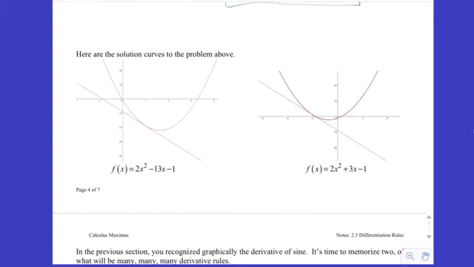Questions so far? You're already kind of seeing some of the cool things that calculus can do. No questions? Oh, nice catch.